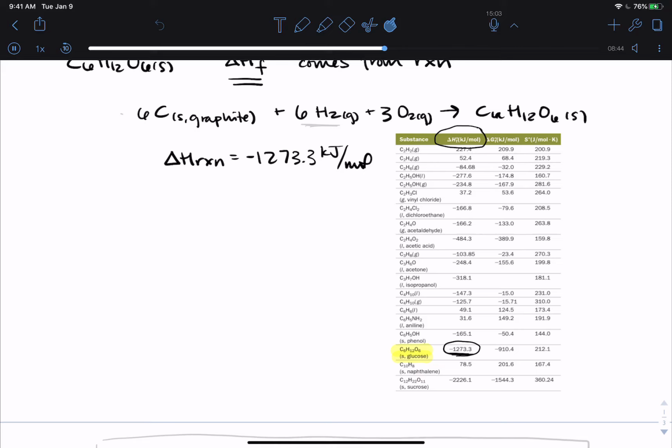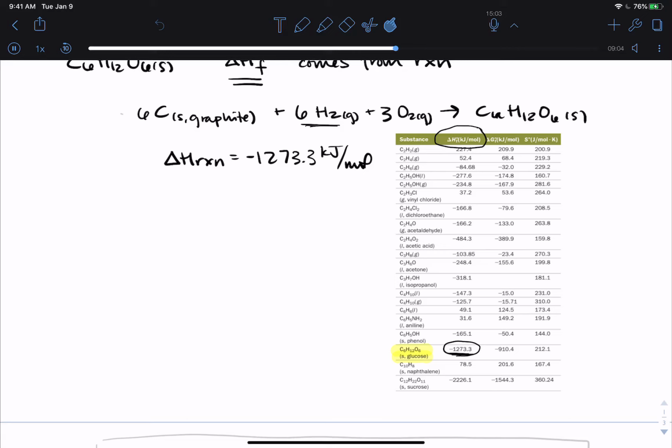And the really great news is that in this table, if you forget about the whole rule for elements, if you go look up something like H2 gas, you're going to see that it just lists 0 for the delta H of formation. So the table will kind of tell you when you forget.